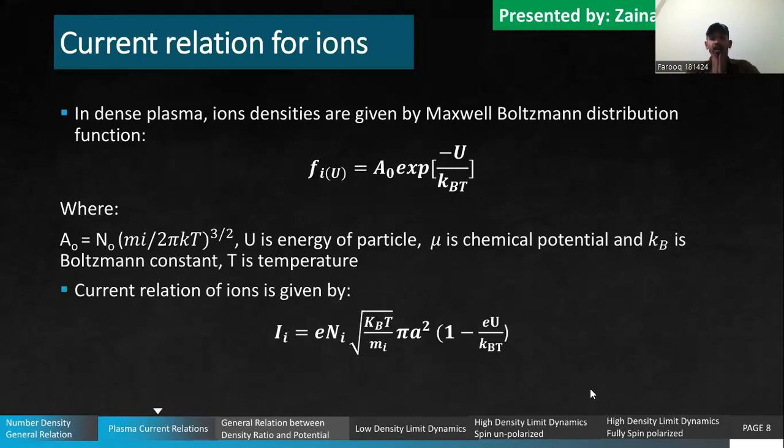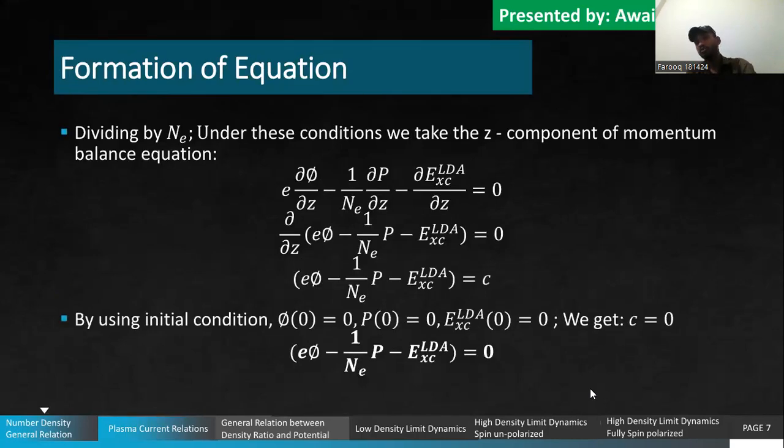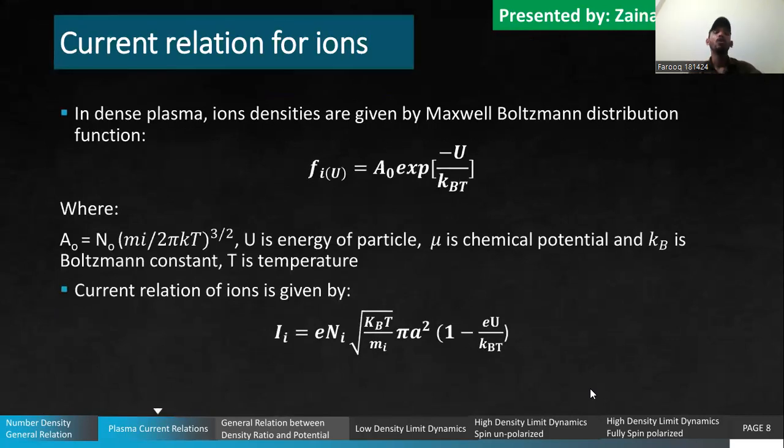Now, this is the relation which will be used for plotting the graphs. So now, what about the current relations? Because we have to define the quasi neutrality condition, Ie is equal to Ii, for that we need current relations. So what about the production of current relations? We are producing the current relation.